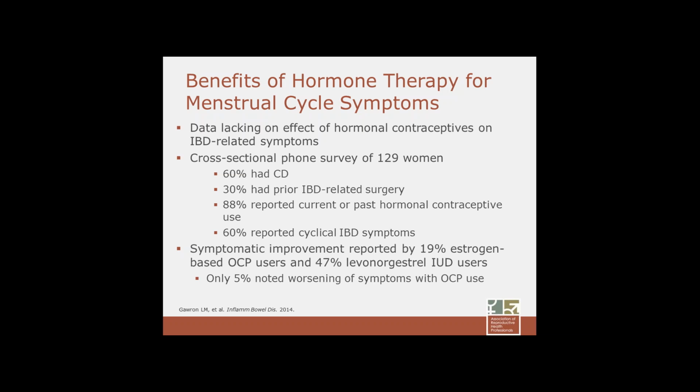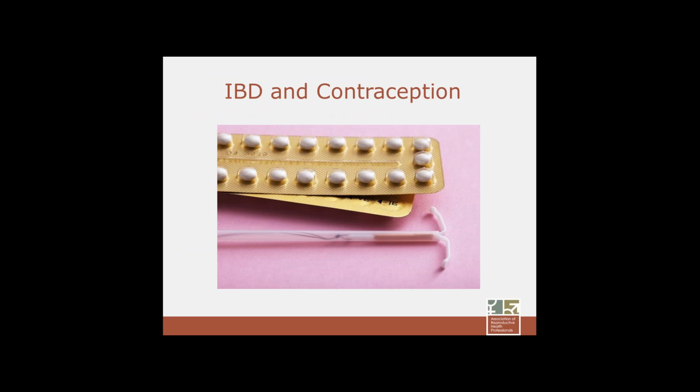reported cyclical IBD symptoms. And what was found was that there was symptomatic improvement by about 20% of women who were using estroceptives, and almost half if they were using an IUD, and only 5% noted worsening of their symptoms with oral contraceptives. So the bottom line here is that it does not appear to be harmful to the IBD, but actually may be helpful for those women who suffer from menstrual cyclical variation and their GI symptoms.